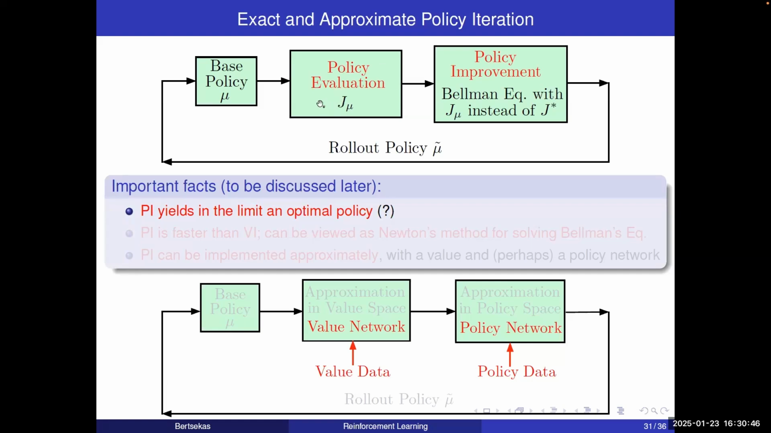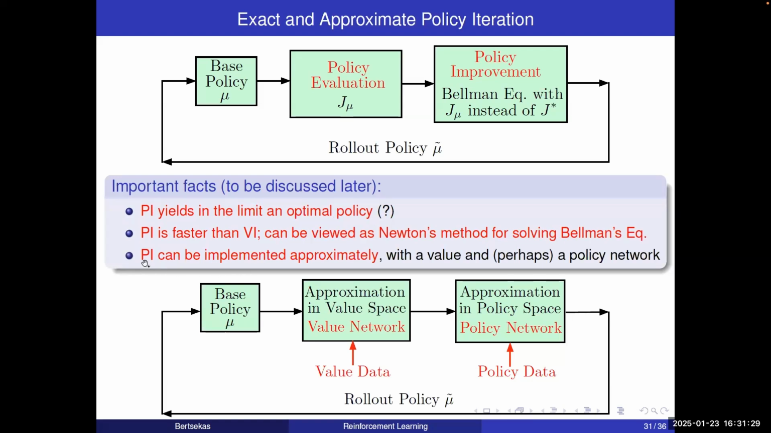So for each step, for every x, we need to compute its corresponding J mu of x. So let's say there are finitely many x, say 1 million. Then this J mu would be a million-dimension vector or a lookup table. And similarly for the policy, it will be a million-dimension lookup table, right? And the important fact, which we will discuss later, is that policy iteration yields in the limit an optimal policy in some cases. And it is faster than value iteration and can be viewed as Newton's method for solving Bellman's equation.